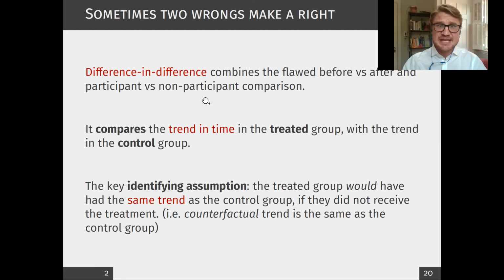And now here, the key identifying assumption. With identifying, you can always just replace the word causal in it. That's what we really mean here with identifying. The key assumption to reach a causal unbiased conclusion is that the treated group would have had the same trend as the control group if it did not receive the treatment. The same idea as counterfactual, but now it's not a counterfactual outcome, it's a counterfactual trend. And that's a weaker assumption because these control and treatment groups don't have to be exactly the same. It's just that the trend would have been the same.